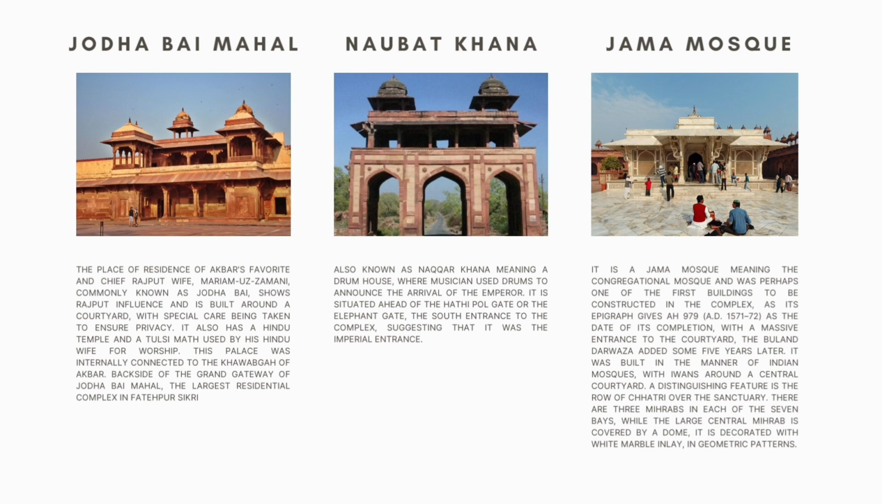Also known as Nakarkhana, meaning a drum house, where musicians use drums to announce the arrival of the emperor. Next, Jama Mosque. It is a Jama Mosque, meaning the congregational mosque, and was perhaps one of the first buildings to be constructed in the complex.